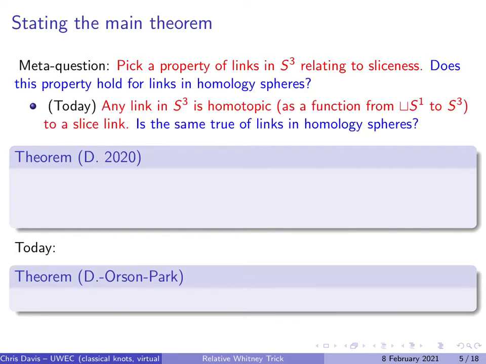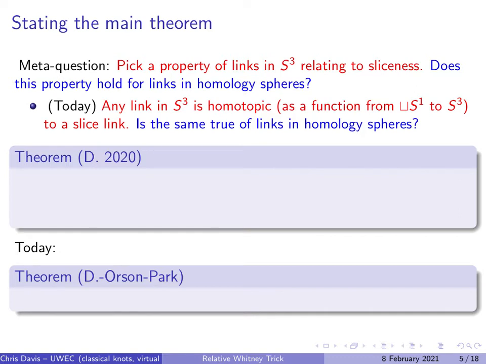So here's the property of knots, or links in this case, in S3 that I want to study for links in homology spheres. Any link is homotopic, in the sense of a function from the disjoint union of a bunch of S1s into S3, to a slice link. That's obviously true. You can take a link and make a bunch of crossing changes and eventually get down to the unlink, which certainly does bound a smooth, in fact, embedded disk. So here's the question: is the same true for links in homology spheres?